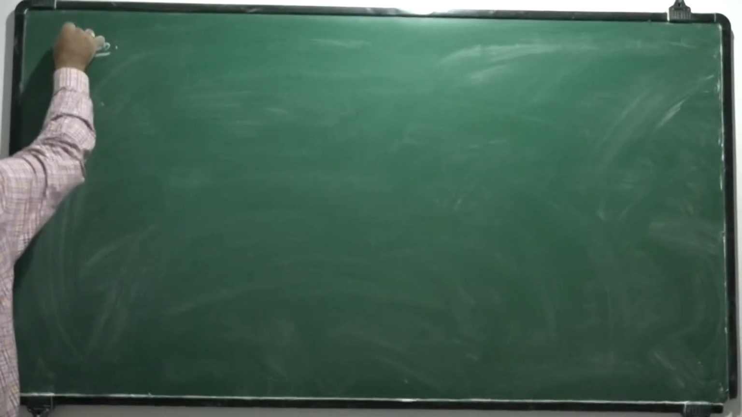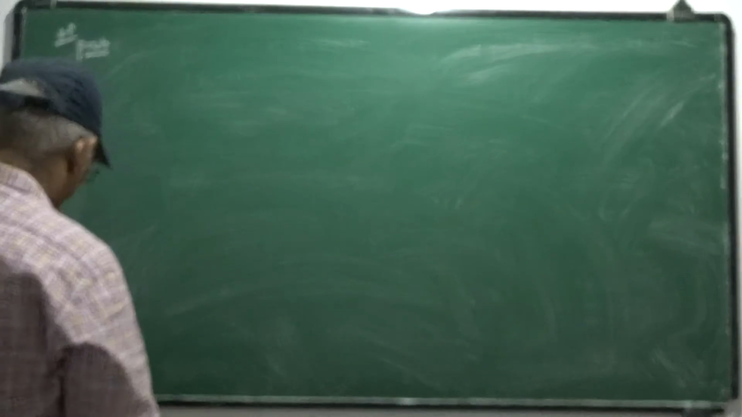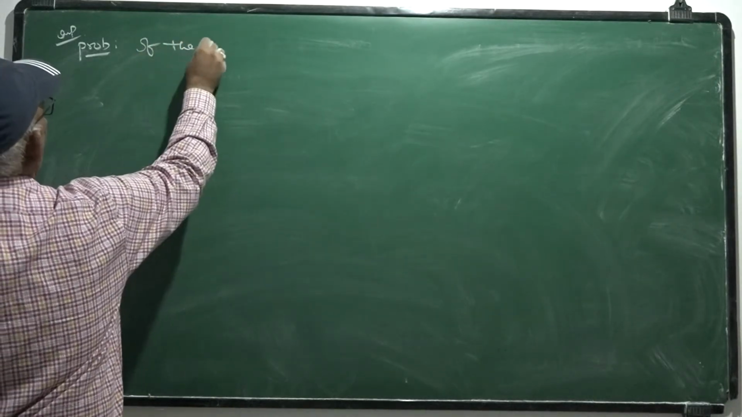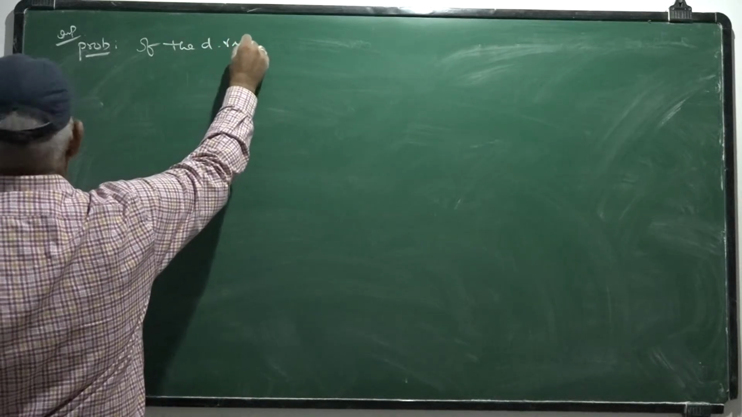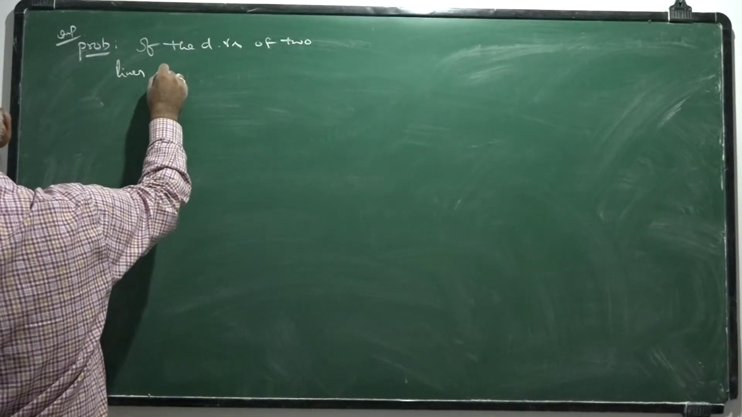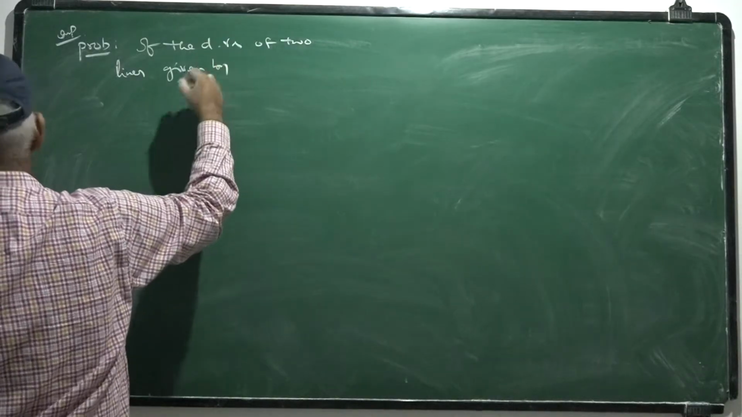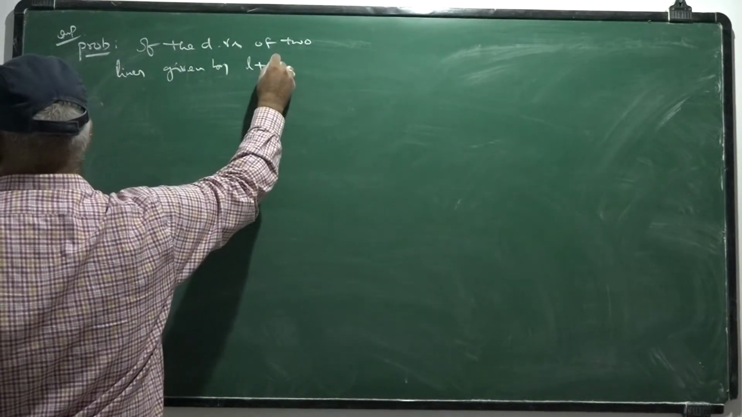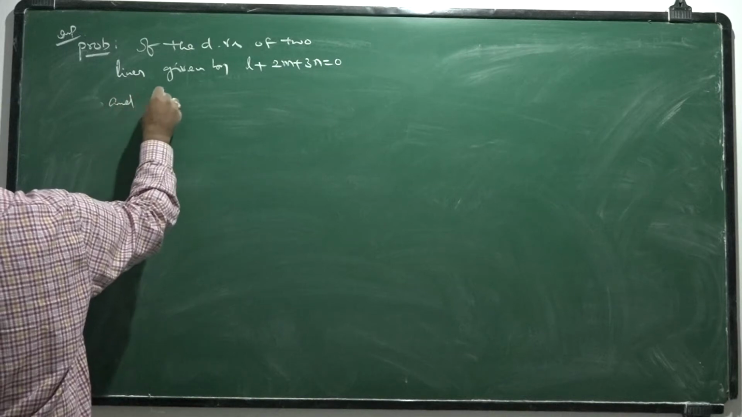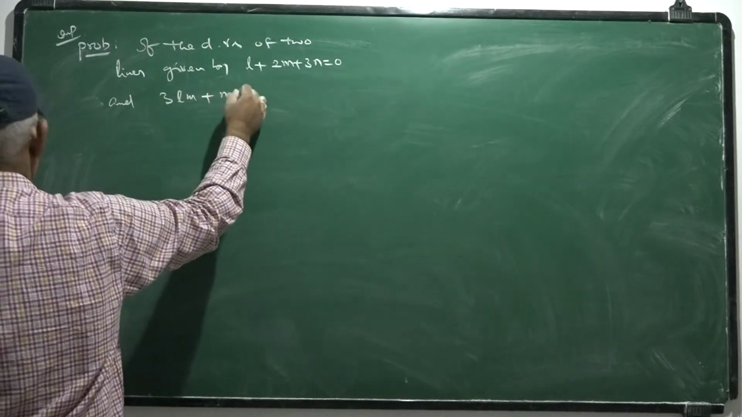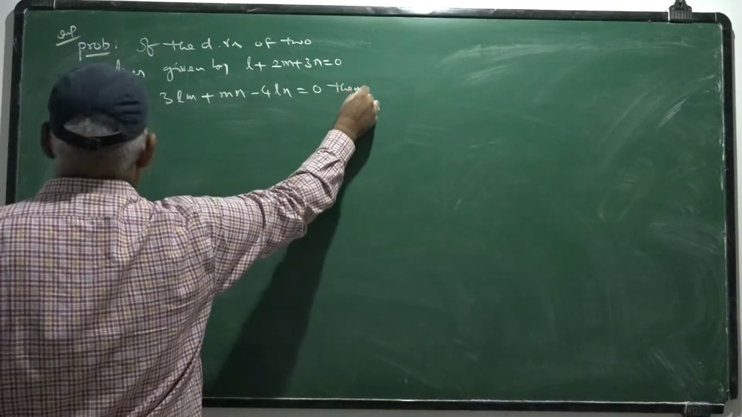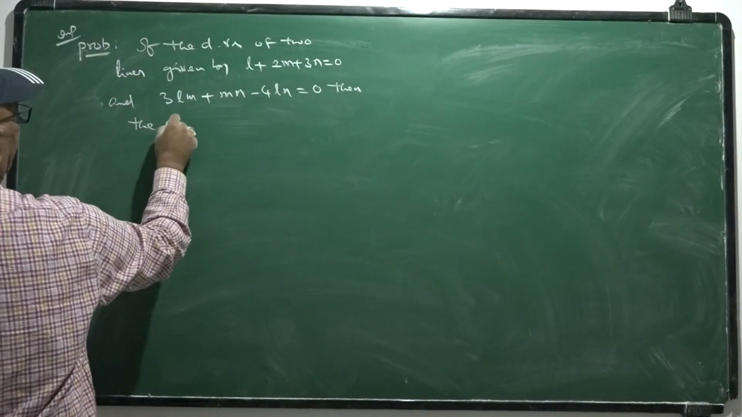This is one important problem. If the direction ratios of two lines are given by l plus 2m plus 3n equal to 0 and 3lm plus mn minus 4ln is 0, then the angle between the lines.